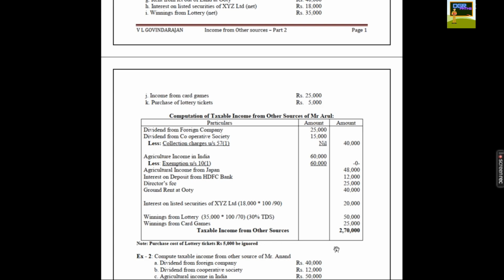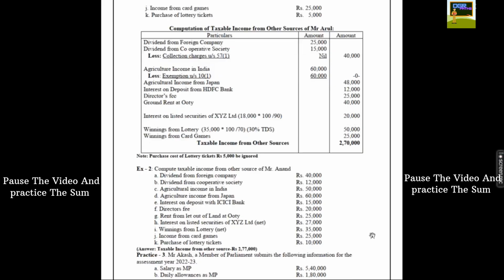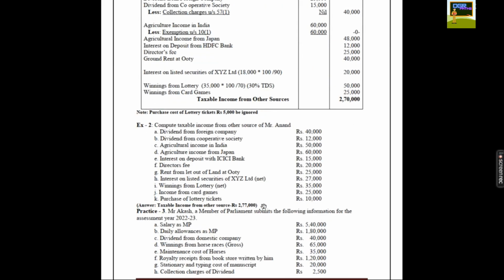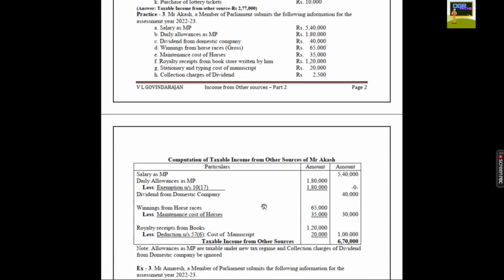In the same pattern, the listeners can practice exercise 2 and check the answer. Now let me go for practice 3. Mr. Akash, a member of parliament, MP, submitted the following information. Salary as MP, it was fully taxable. Daily allowance as MP, it was fully exempted under section 10(17). Dividend from domestic company, fully taxable. Winnings from horse race, gross amount was given 65,000. Maintenance cost of horses: with this income of 65,000, we can adjust this maintenance cost of 35,000.